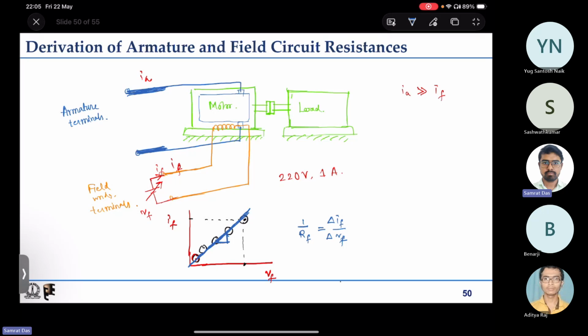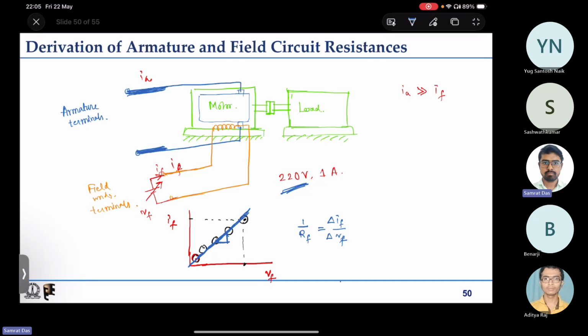And one thing is, because you have to pass the same amount of current, you need a voltage supply that can supply voltage up to the rated voltage. So for 220 volt, you need a voltage supply that can supply up to 220 volt, right? So this is how we can get the field winding resistance.